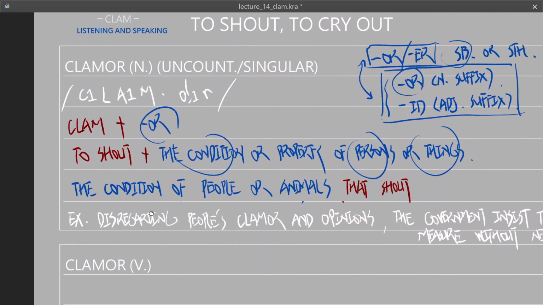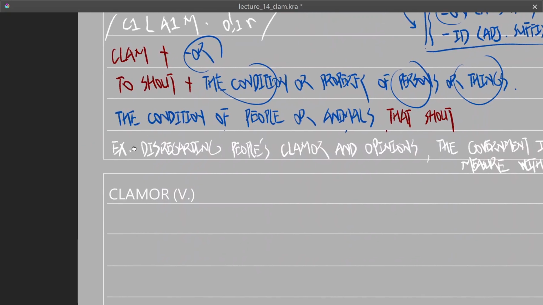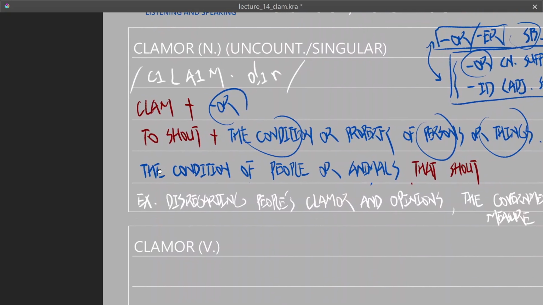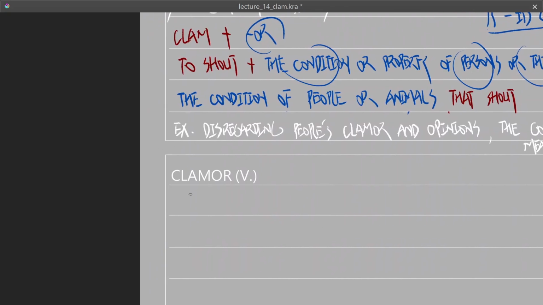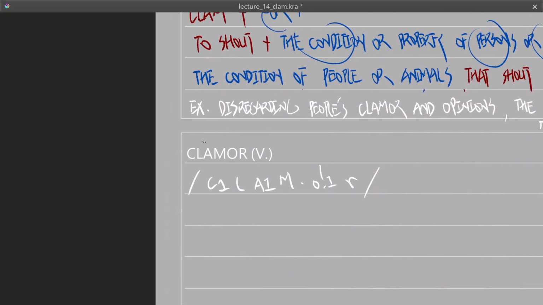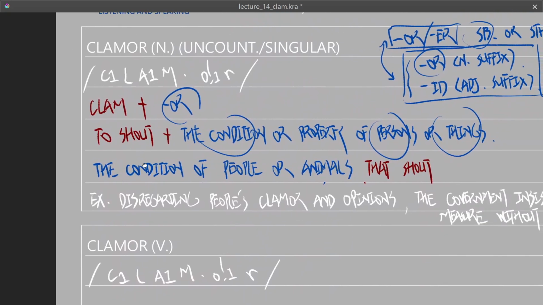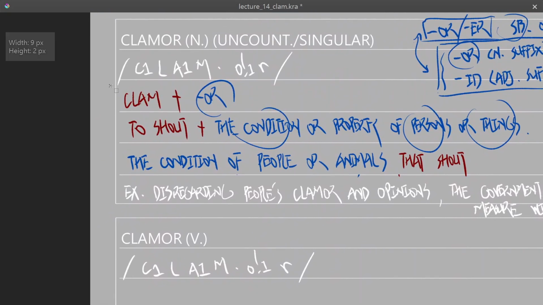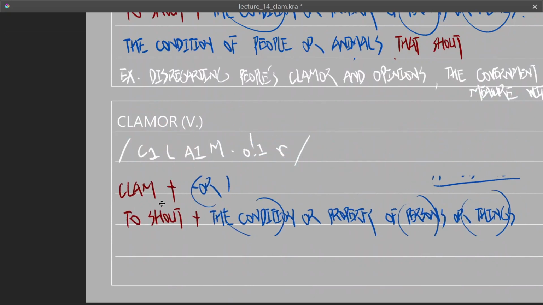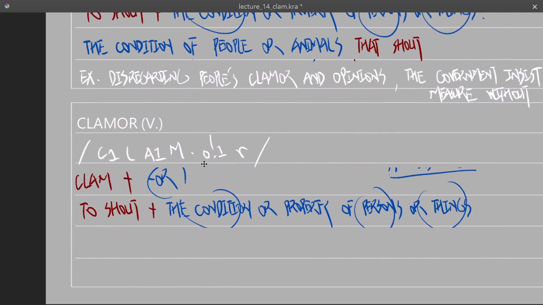Right. Next, we have clamor as a verb. Let's write down clamor. All right, clamor. Then we have the root, clamor. Consonants are the same. So let's copy and paste. We have clamor.